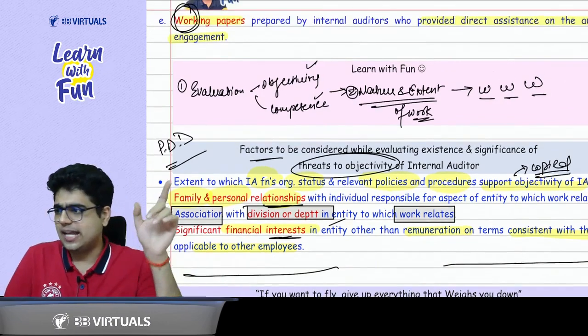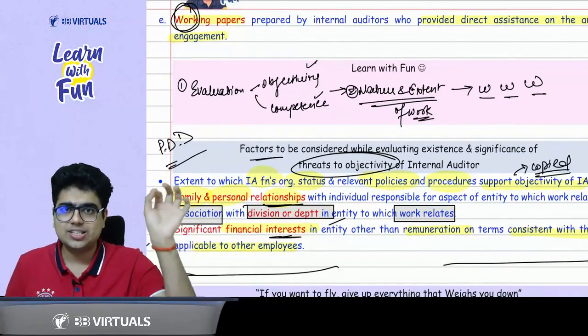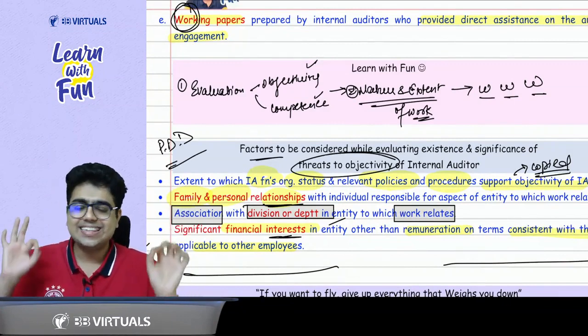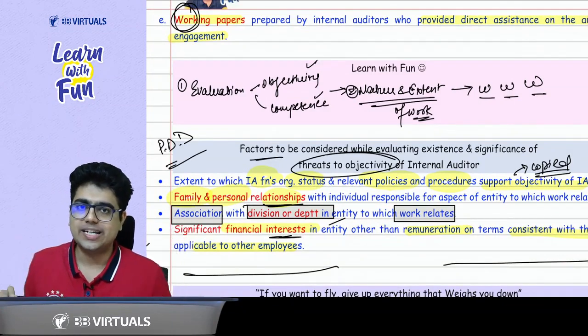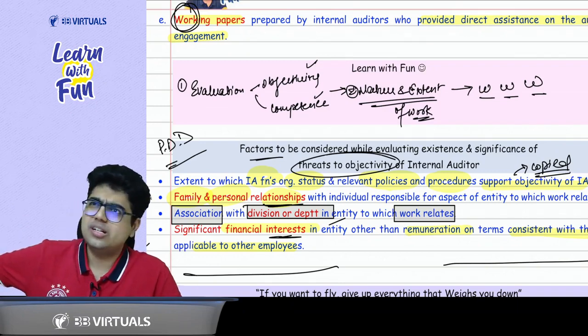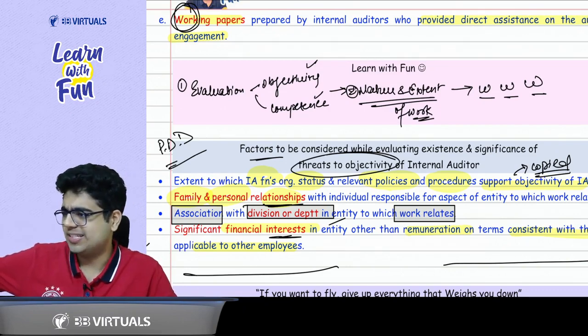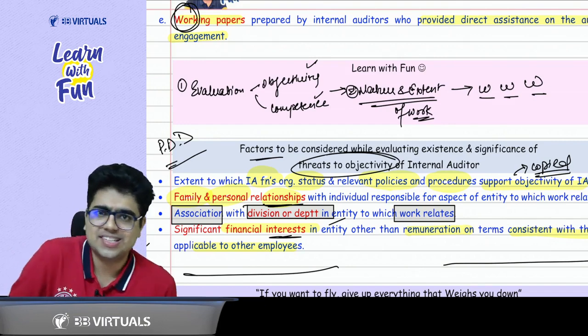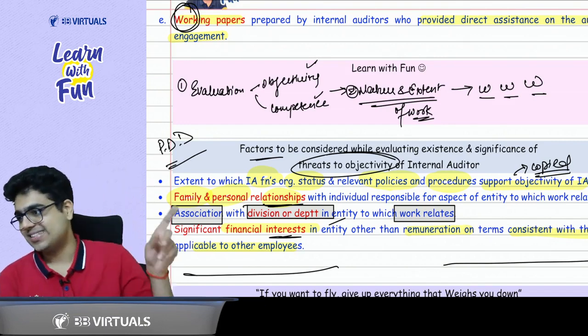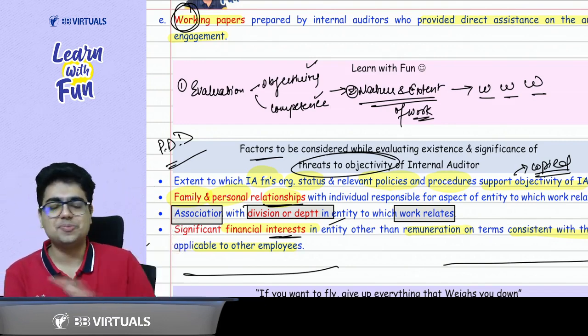Then you see the first line, the extent to which the organization status and policies and procedures support the internal auditor's objectivity. And the last point was what? It was a little different one. Department. That means the work to which the department relates, is he having some association? Is the internal auditor having the association with the department? Please remember this last point. Just you need to remember this last point and nothing else.